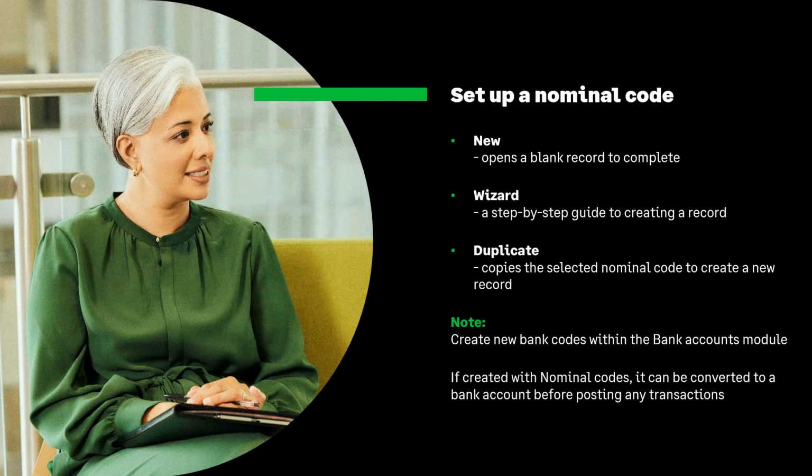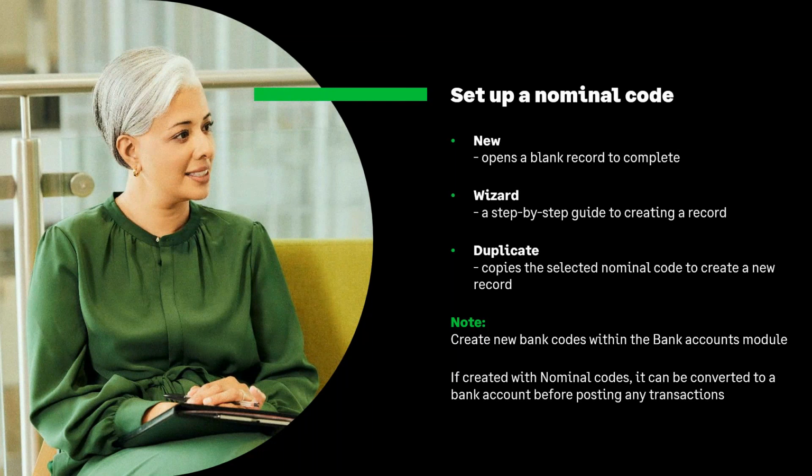So you've then got two options. One is to create another one with the number that you do require. Then you can either edit your transactions and move them across to the required nominal code, or if you're not in a position to do that, or it's not practical because you've got too many, it would be a case of posting some journals to transfer that balance across. But New will open a blank record, and it's just a case of you completing that. We'll have a look at that in just a second.